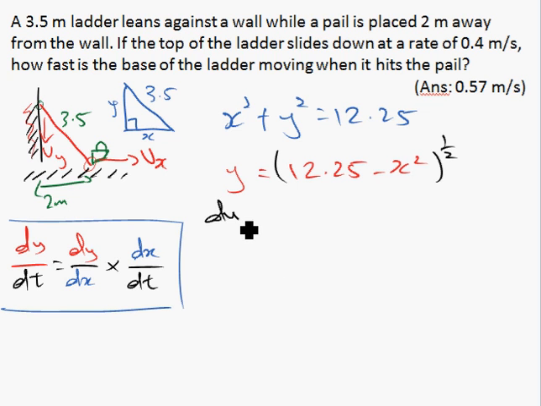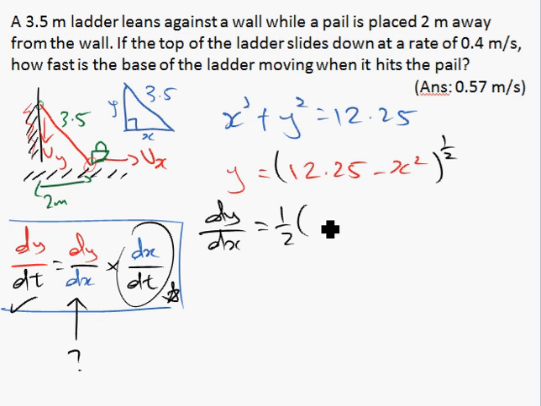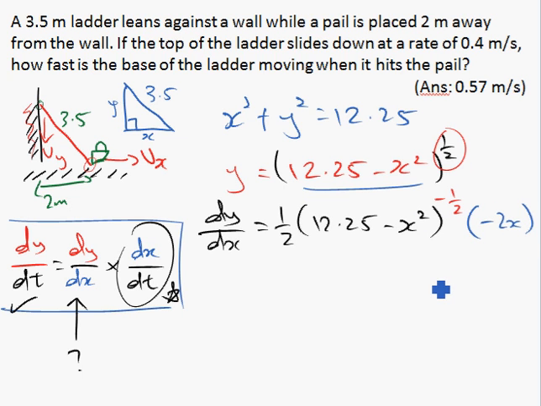So when I differentiate dy dx, remember this is what I want now. I have solved dy dt, I want to find dx dt. This is what I want to find for the question. So I'm still missing dy dx. So dy dx, differentiate this with respect to x. Let's use the chain rule. Bring down the half, write the same thing, 12.25 minus x squared. Reduce the power by 1. So it used to be half minus 1, I will get minus half. Now before you forget, you're supposed to differentiate what's inside here as well and write it down here. So I get minus 2x.